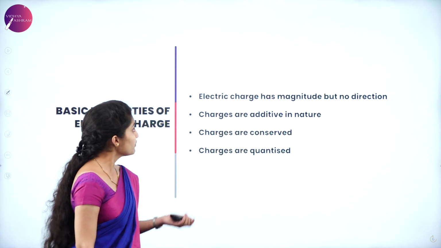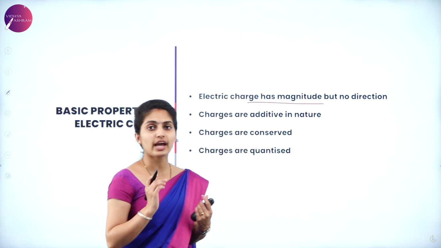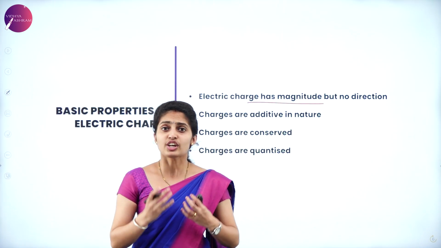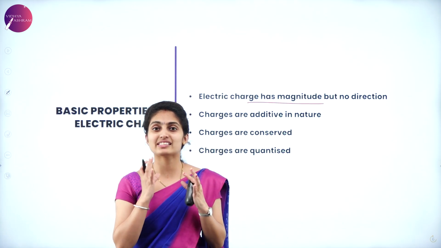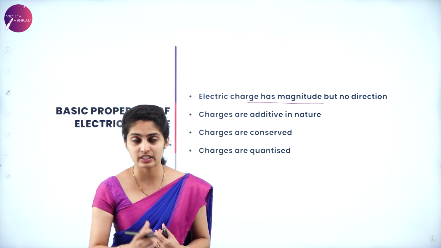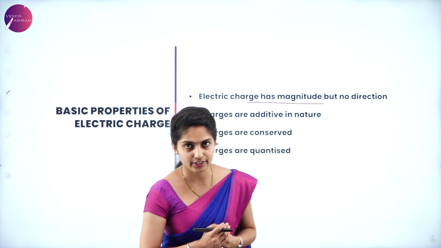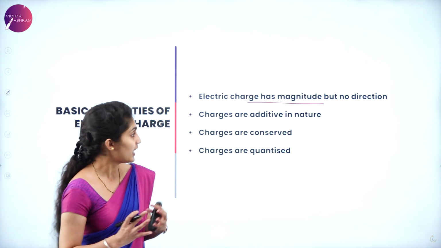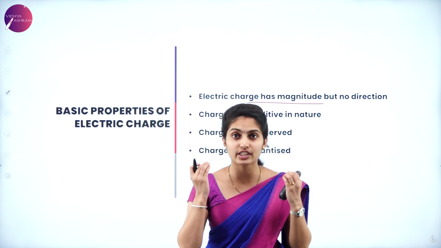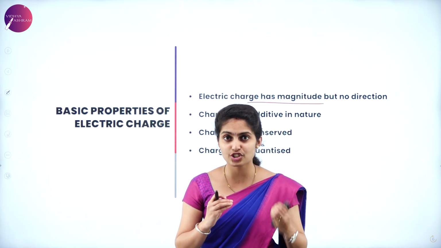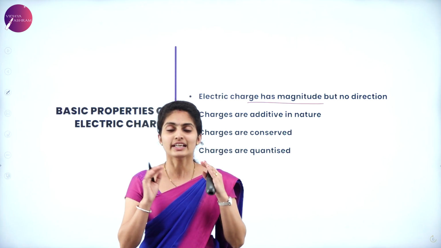Next, electric charge has magnitude but no direction. We don't know in which direction the electric charges are flowing, but we know their value. The charge has magnitude but no direction. We are not talking about the electric field here, just the electric charge. We don't know its direction, but we know its value, either a positive or a negative value.